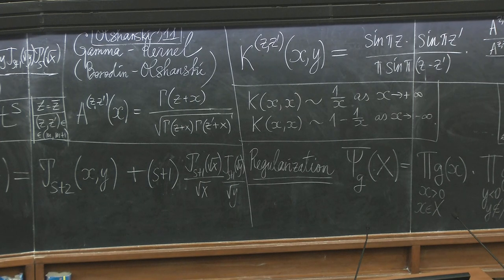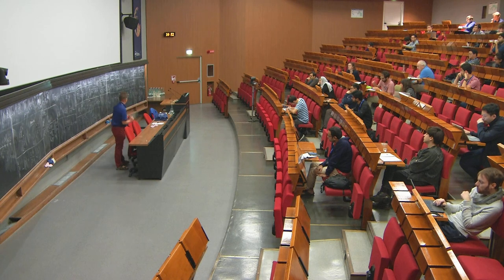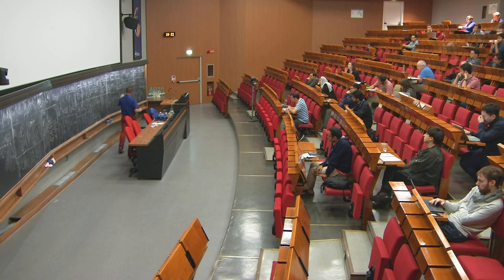So the gap probability, the determinant, is a solution of some integrable system. So my question is: here I have a hierarchy of kernels, what is the corresponding hierarchy on the level of integrable systems? Here's a question I would like to ask.